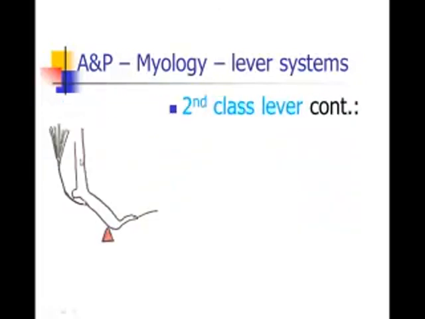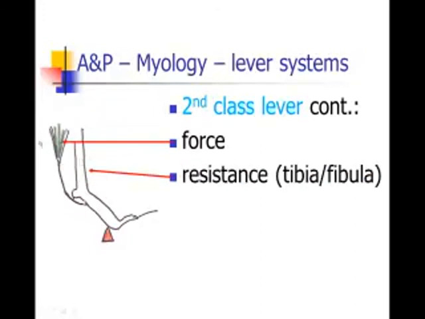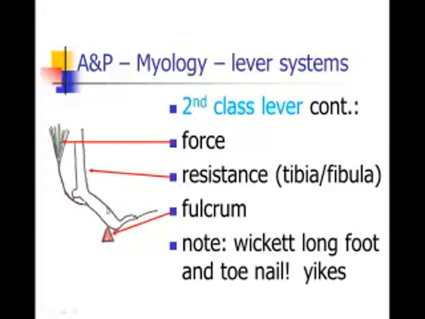Do we have them in our bodies? We do. So here is a second class lever. We've got the force being exerted by the gastrocnemius. The resistance is coming down through the leg, through the tibia and the fibula, and the fulcrum is at the ball of the foot.